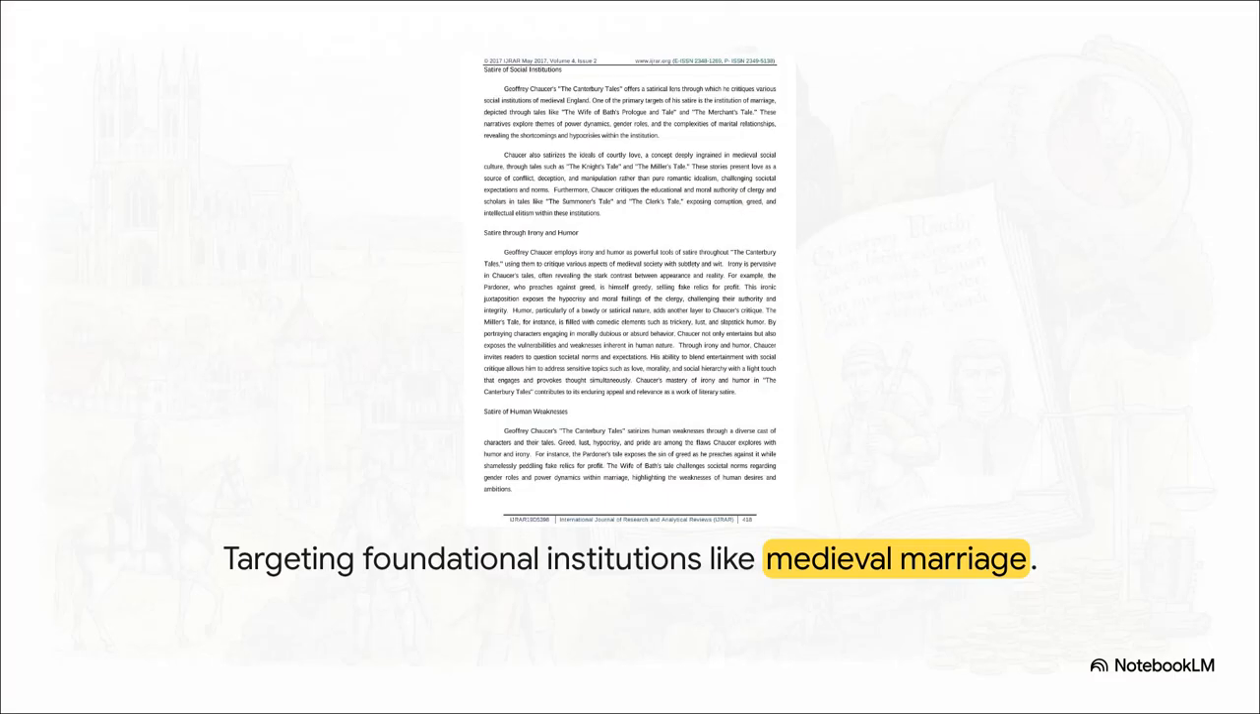Chaucer didn't stop at individuals either. He took bold aim at the foundational institutions themselves. He tackled the harsh economic realities of medieval marriage and completely dismantled the unrealistic ideals of courtly love. He showed relationships that weren't about pure romantic idealism, but were instead filled with deception, power struggles, and manipulation.